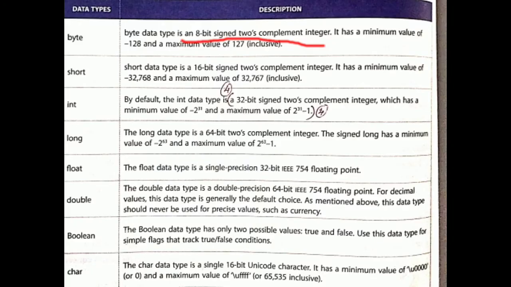Now let us see some of the primitive or fundamental data types. The first one is byte. Byte means it is an 8-bit integer.